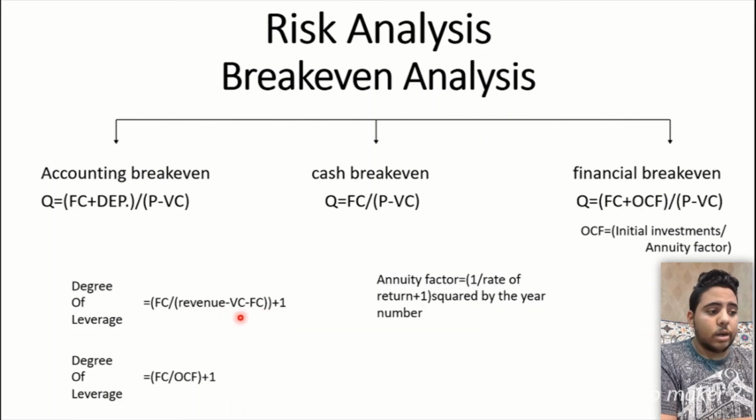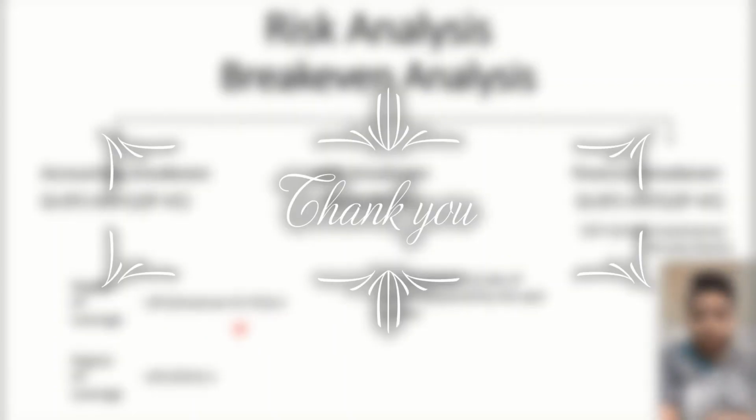Here, the revenue and variable cost, if we're doing the accounting degree of leverage, we get them using the quantity we got from the accounting break-even. So we multiply the quantity we got from the break-even times the price to get the revenue, or times the variable cost per unit to get the total variable cost. And that's it. Thank you.